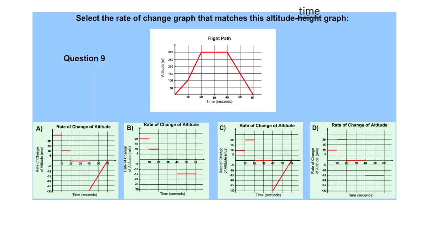Finally, a different graph. Select the rate of change graph that matches this altitude time graph. Okay, I'm going to go by each section. The rate of change is positive. Then it gets bigger, but still positive. Then the rate of change is zero. Then the rate of change is negative. So which graph shows the rate of change being positive, small, then larger positive, then zero, then negative?